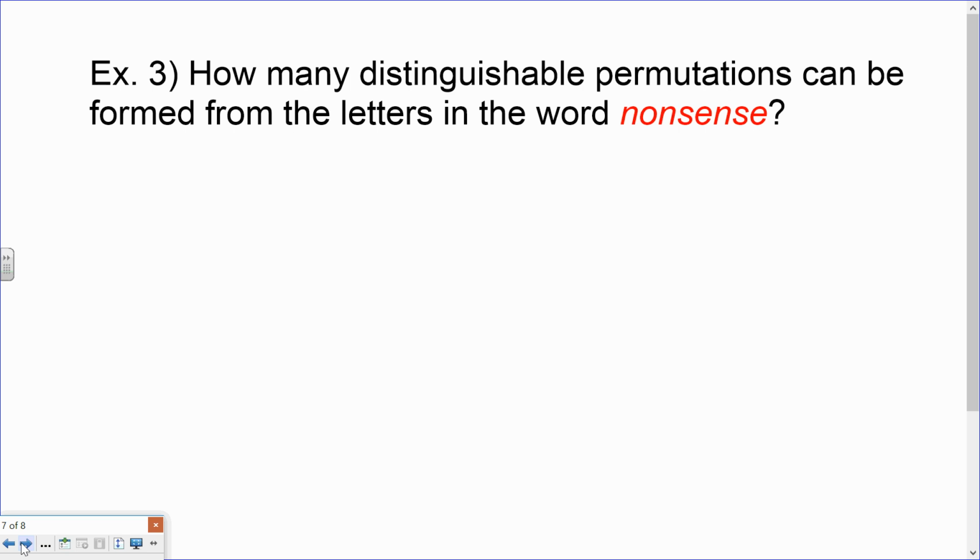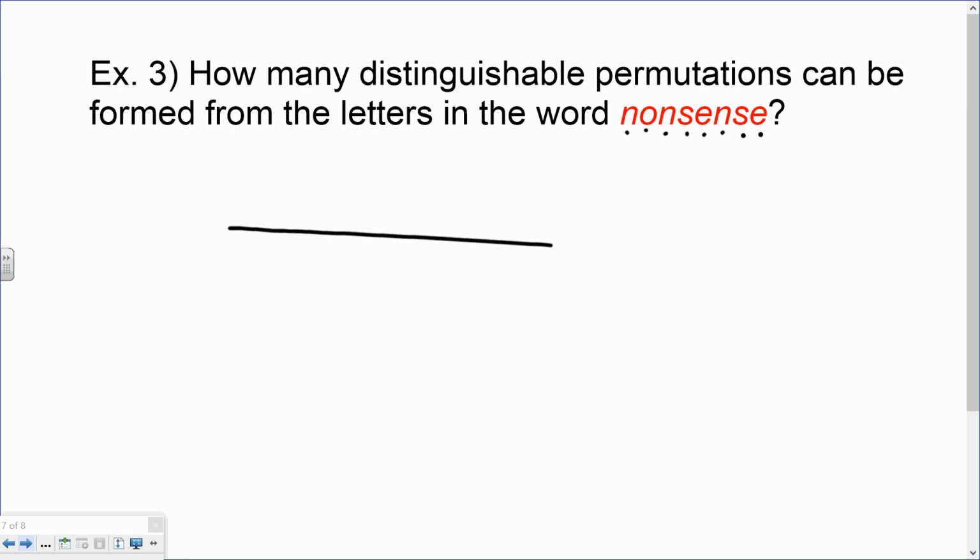So first thing we need to do for the numerator is to count how many total Scrabble tiles we have for this word. So 1, 2, 3, 4, 5, 6, 7, 8. So what do I do with the 8?